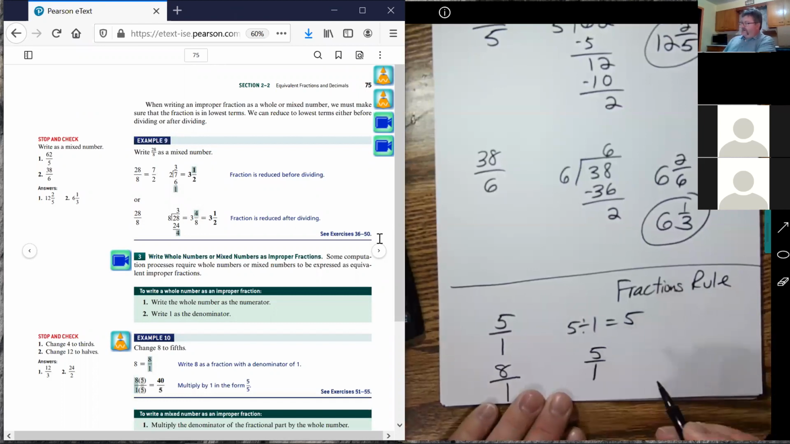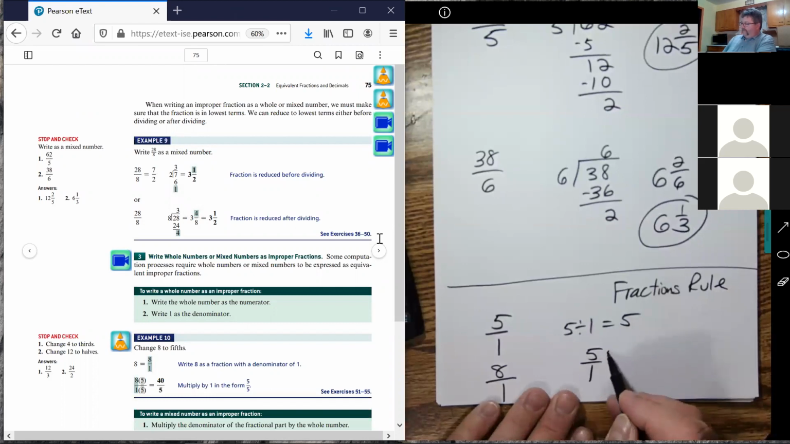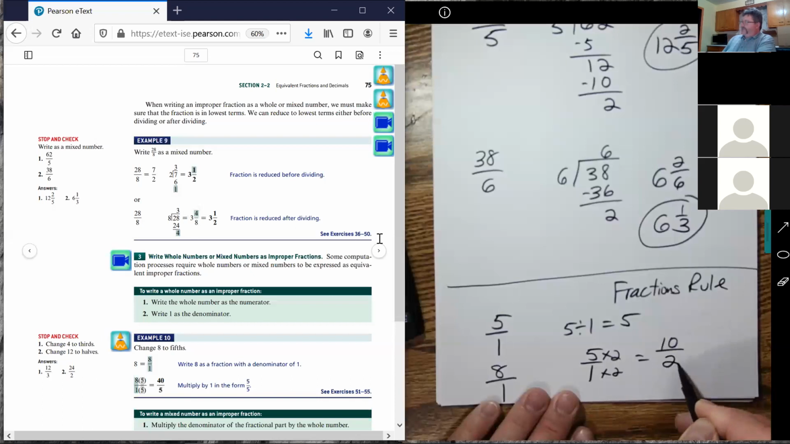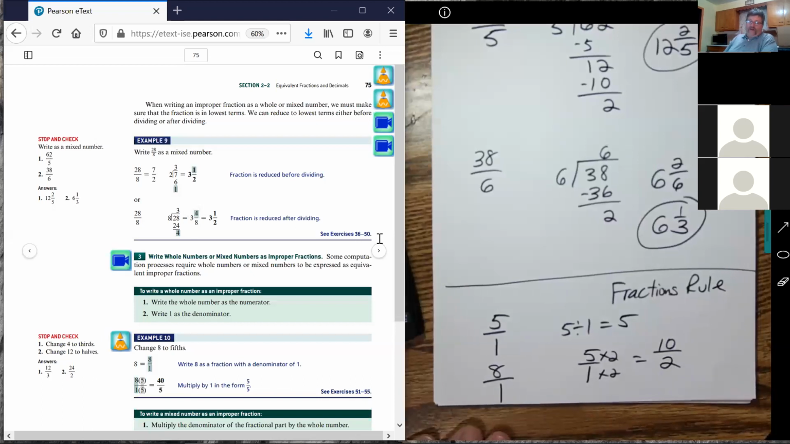5 over 1, I could say, just for laughs, let's multiply by 2 over 2, and I'll call that 10 over 2. 10 over 2 is 5, but maybe I want to think of it as 10 over 2 instead of thinking of it as 5. So I can always turn any whole number into a fraction with denominator 1, and then I can turn it into an equivalent fraction just as easily. There'll be times when we want to do that.